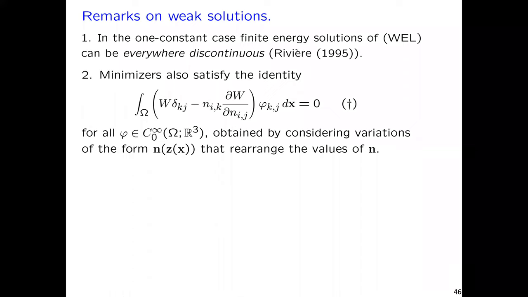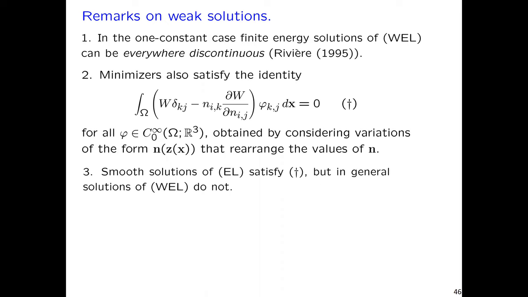So that's a new necessary condition of the calculus of variations. Now, smooth solutions of the Euler-Lagrange equation, of course, satisfy this. But in general, solutions of weak Euler-Lagrange do not. So this is an extra condition which is satisfied by minimizers.